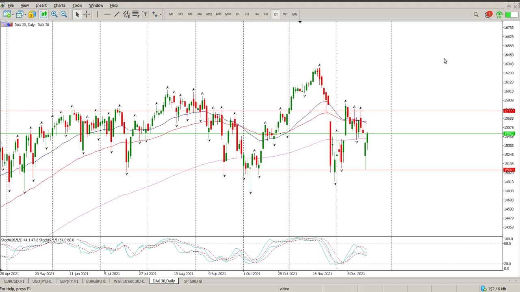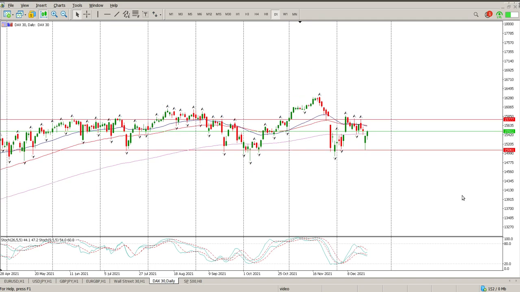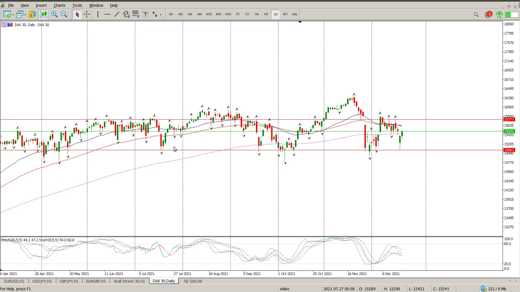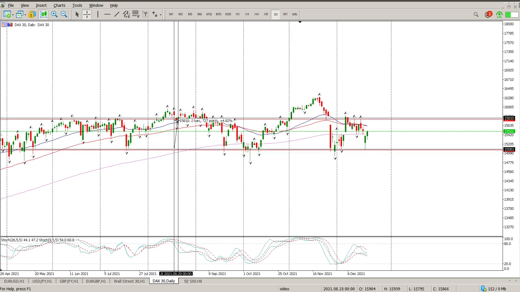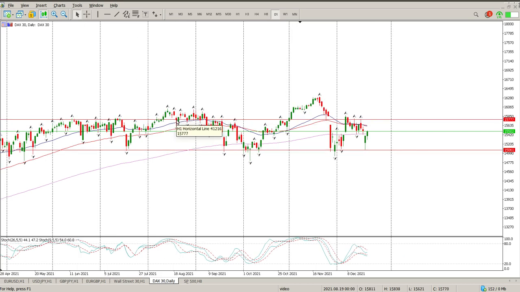So first things first, we are pretty much in the middle of this range, and you can see this range has been going on since May, and we haven't really made any headway since May. So it is quite a big range. We're talking about 680 odd points. So it is a fairly big range.